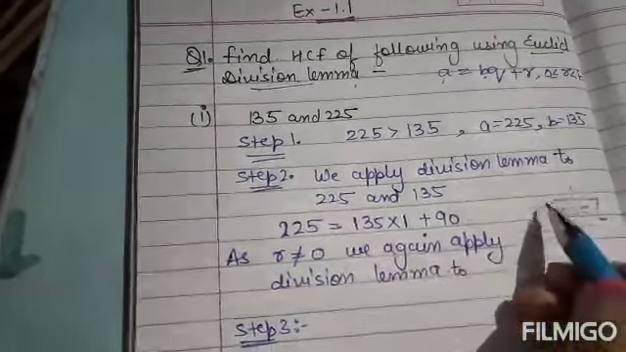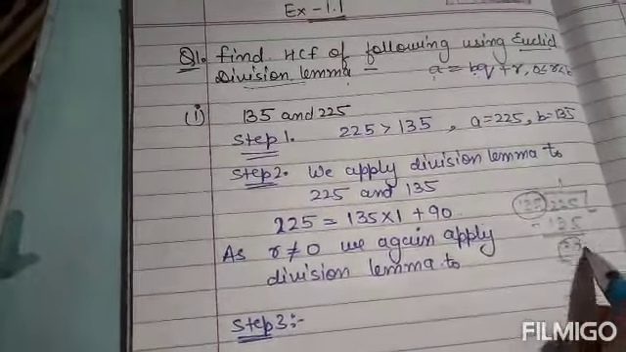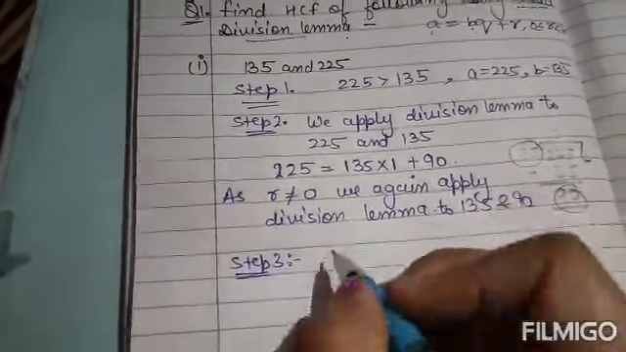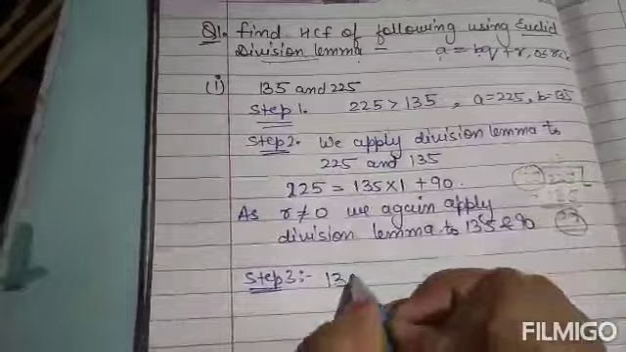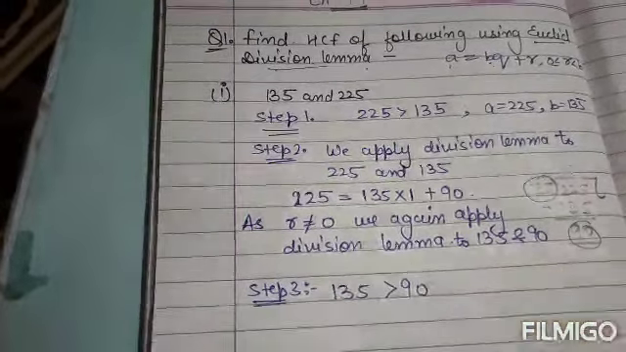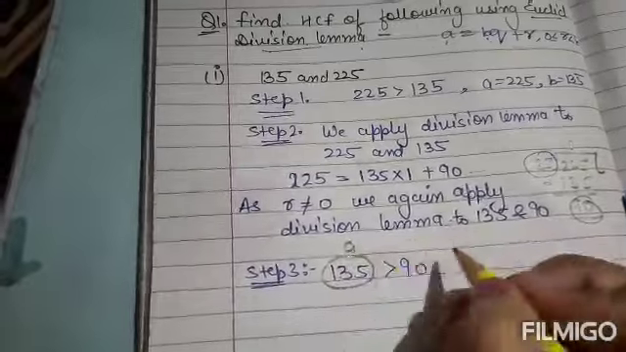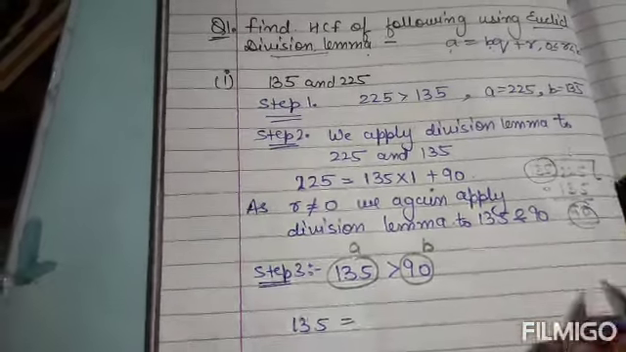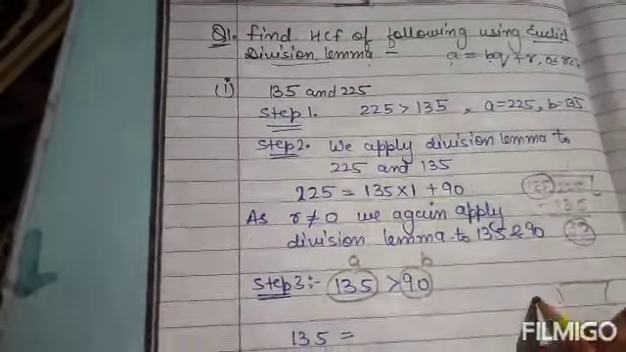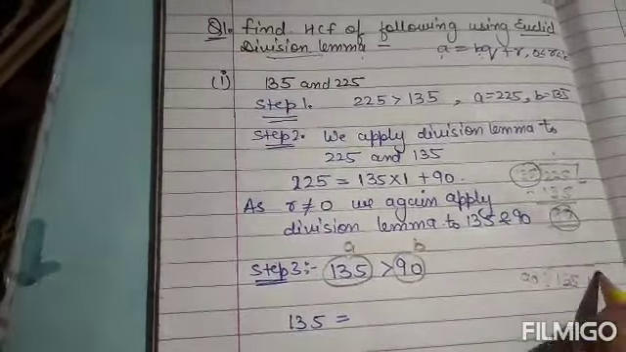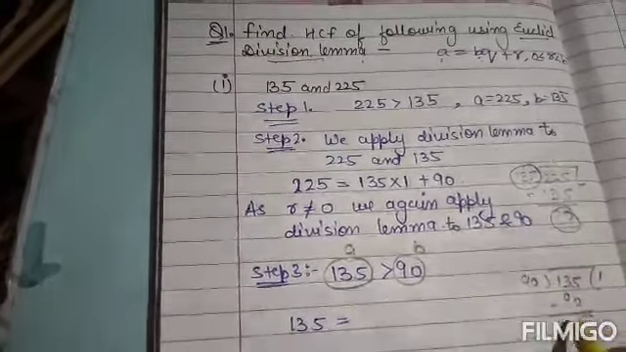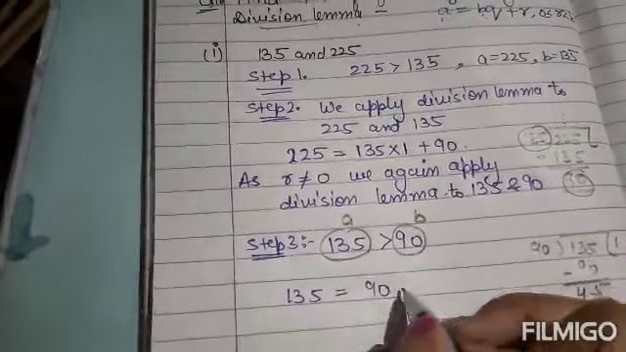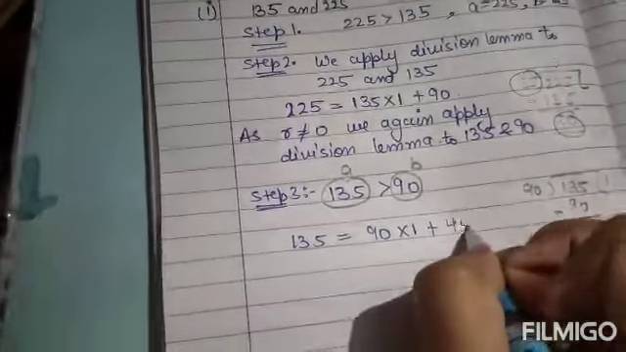Now to 135 and 90. 135 is greater than 90. That means this is a and this is b. So 135 can be written in the form of, now again divide it roughly, from 90 to 135, one time, and the remainder will be 45. So 135 will be equal to 90 multiply 1 plus 45.